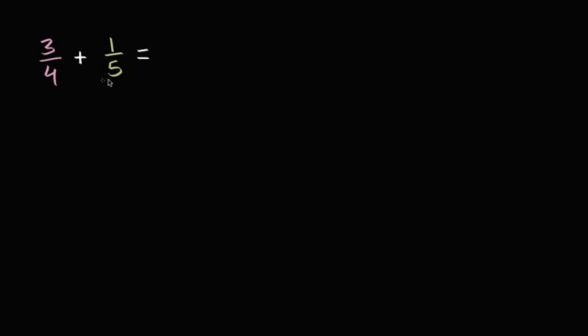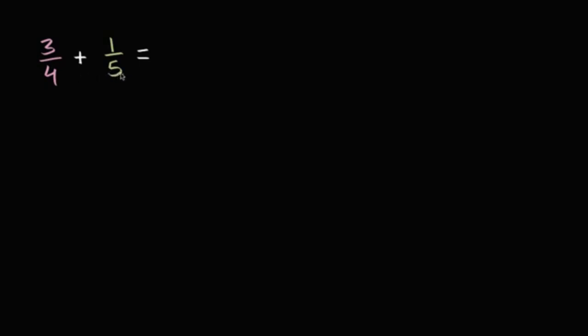Well, we have different denominators here. We want to rewrite these so they have the same denominator. So we have to find a common multiple, ideally the least common multiple. So what's the least common multiple of 4 and 5? Well, let's start with the larger number, and let's look at its multiples and keep increasing them until we get one that's divisible by 4.